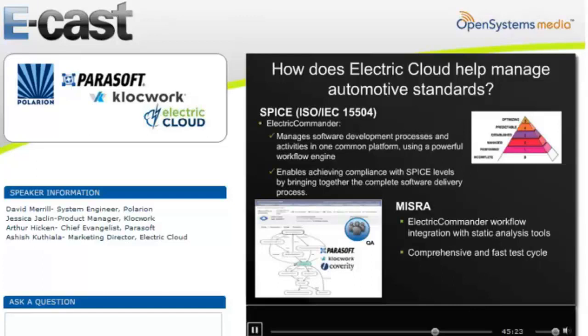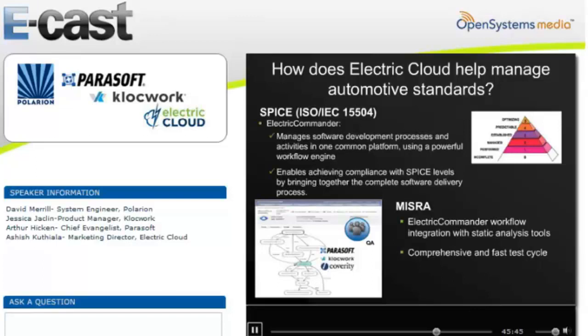Now, testing can take a long time, so our platform allows you to parallelize a lot of your tests, do the resource management for these tests, and ensure that you are getting through your testing cycles much faster, in minutes rather than hours, so that you're not missing out on the manageability of these automotive standards.